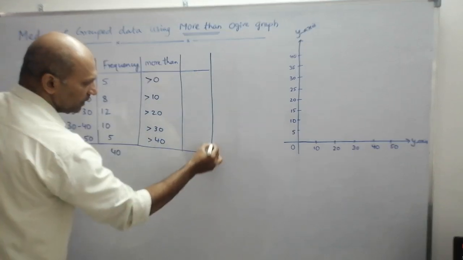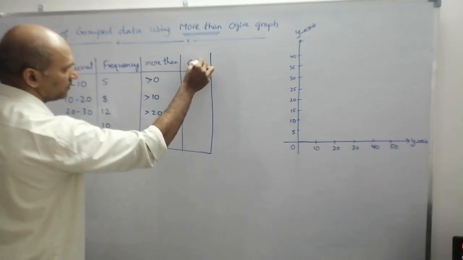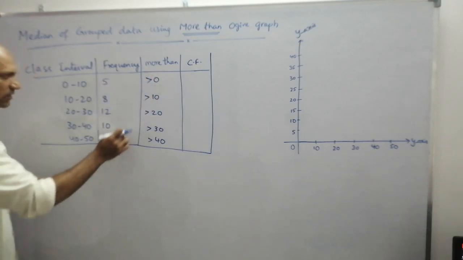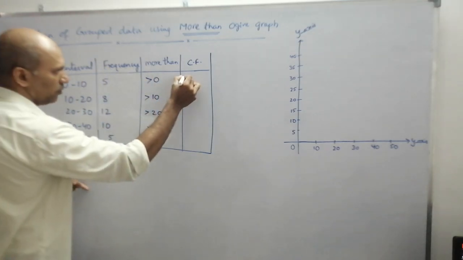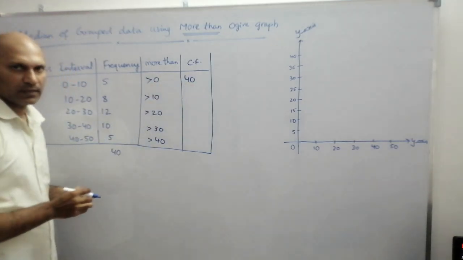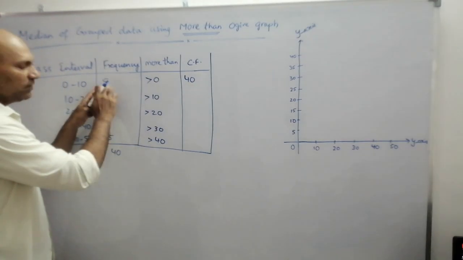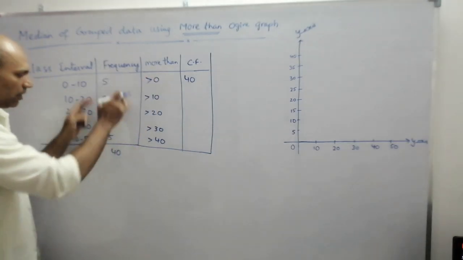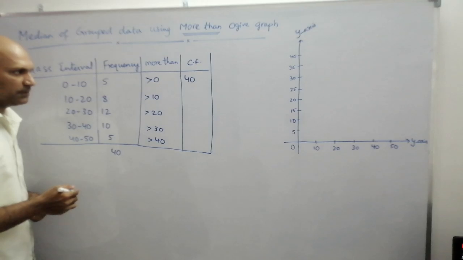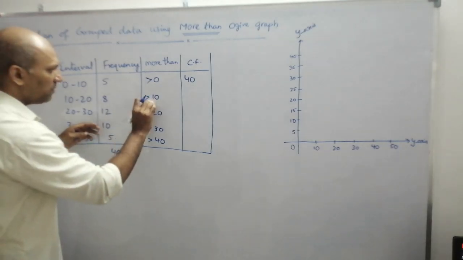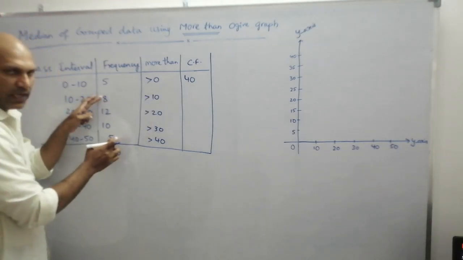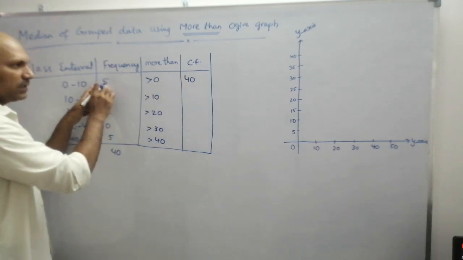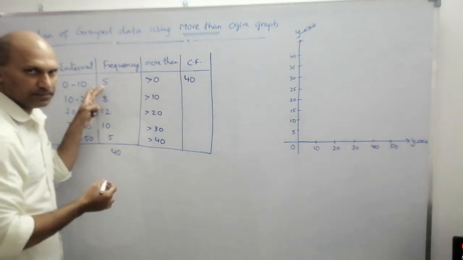Now let us write cumulative frequencies, CF. How many students got more than 0 marks? All the students got more than 0 marks, 40 students. Don't make a mistake of writing 5. We are talking about more than 0. All of them got more than 0 marks, isn't it? 40. So how many got more than 10 marks? So 8, 12, 10 and 5. We need to add these 4 numbers, right? Or from 40 we need to subtract this 5. It will be 35.